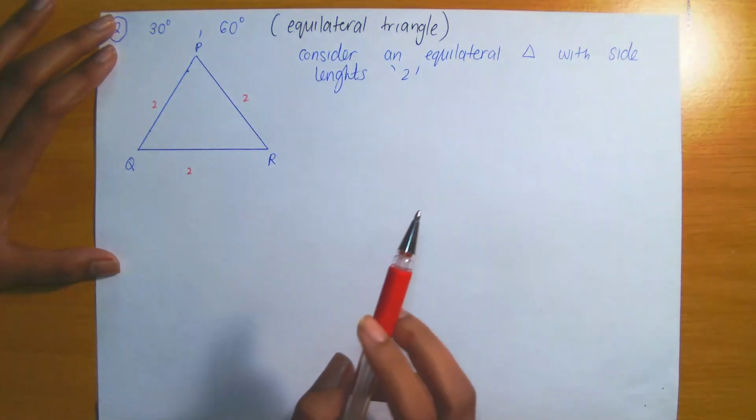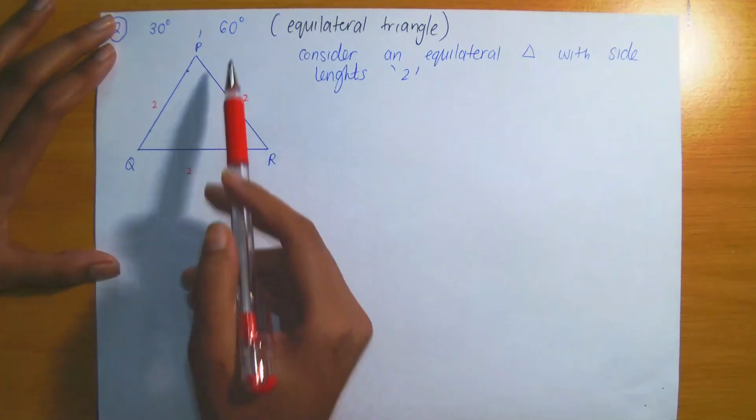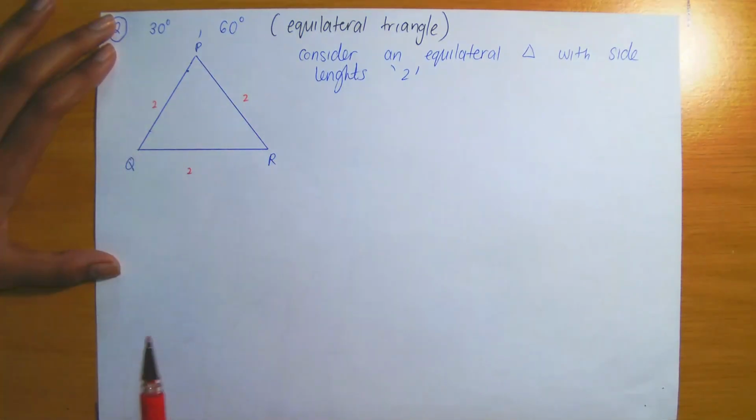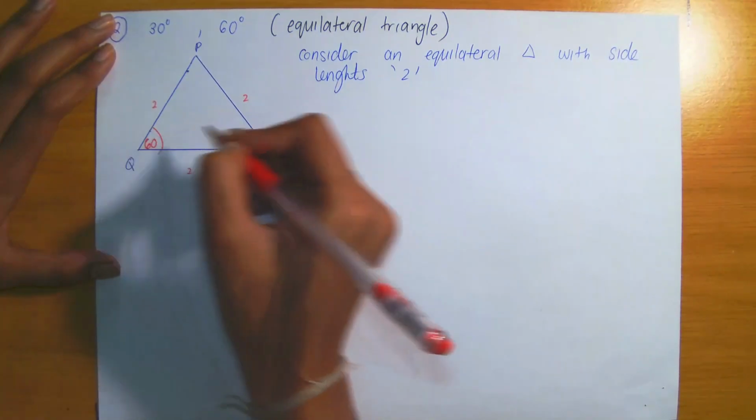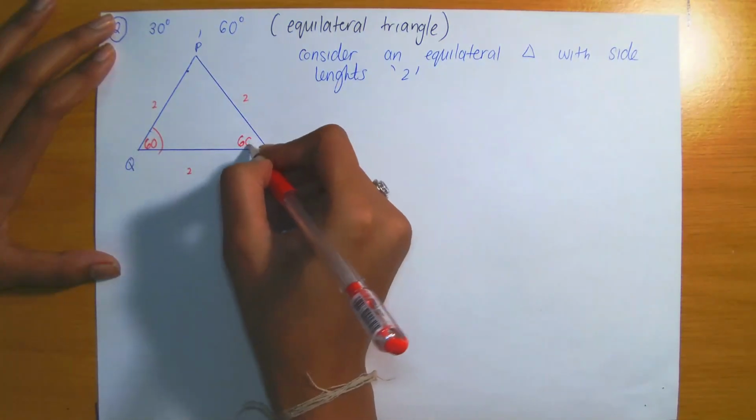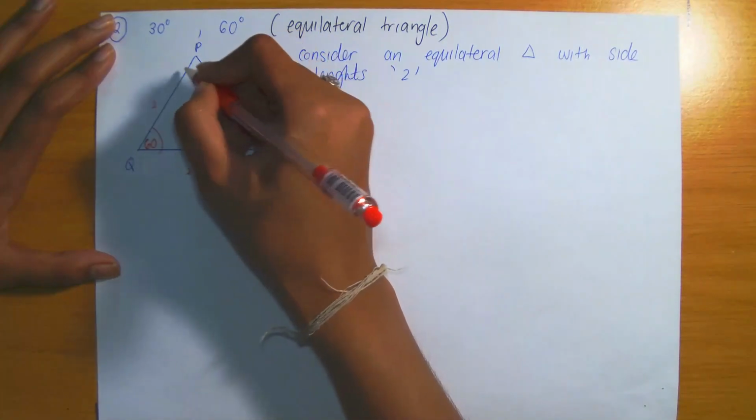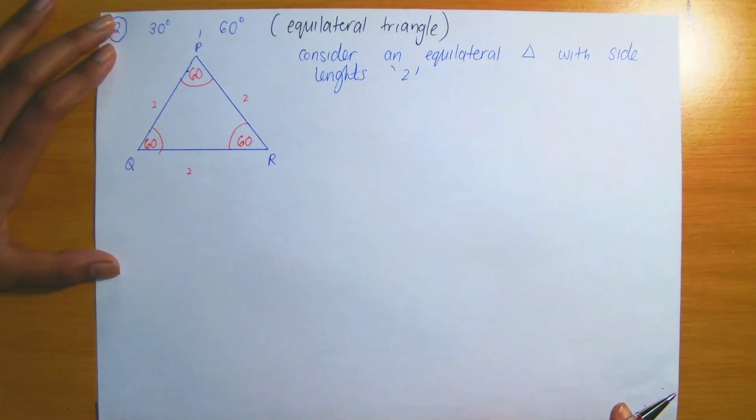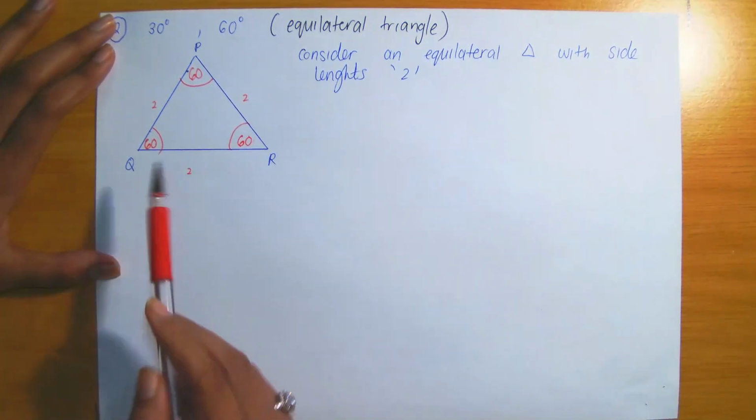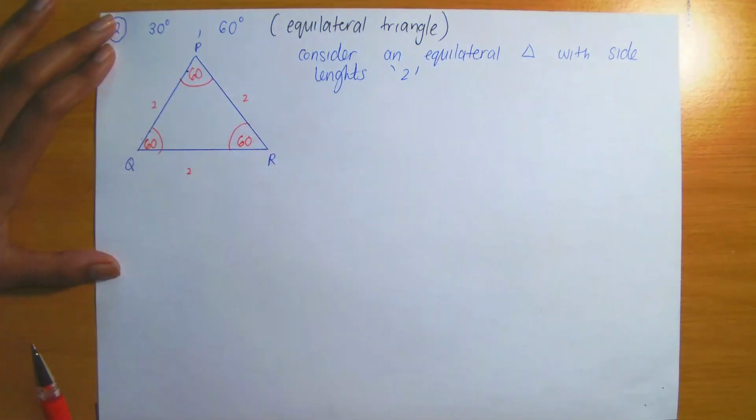In addition, since it's an equilateral triangle and the triangle has a total of 180 degrees, it means that angle Q must be 60, angle R must also be 60, and angle P must also be 60. So in an equilateral triangle, it is known that the angles at the three vertices must all be equal to 60 degrees. So this is what we have.